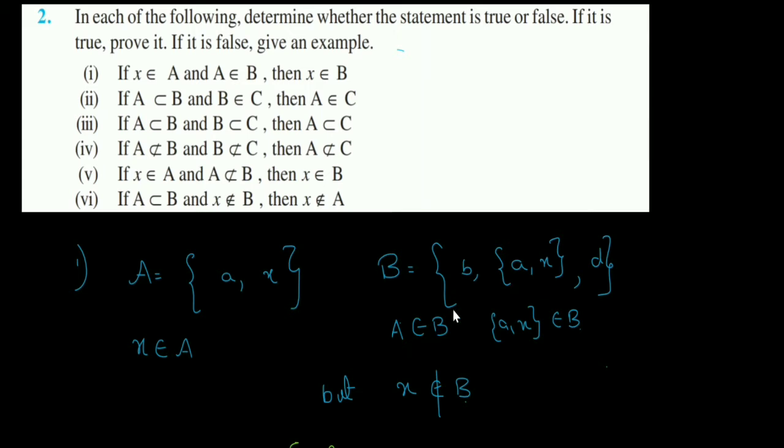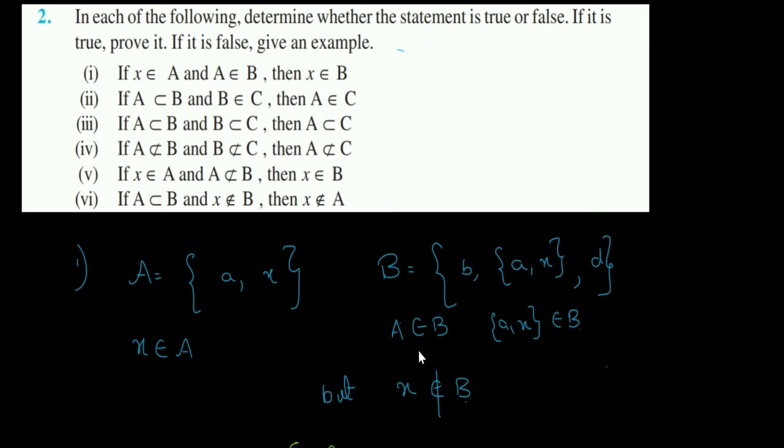Set A belongs to B. The set A itself is an element in B. Yes, the full set is one element of B. You can see this bracket, that means there is a set, and that set is an element in B. So set A belongs to B. That's why it is given that A belongs to B.